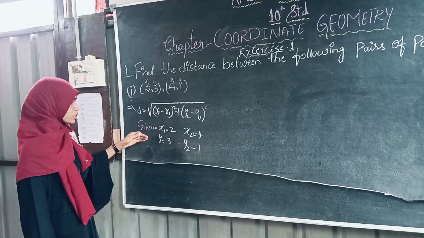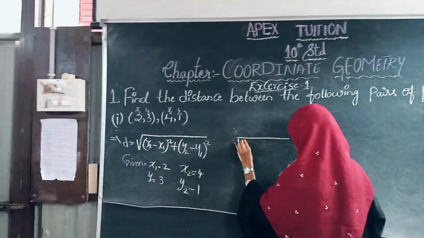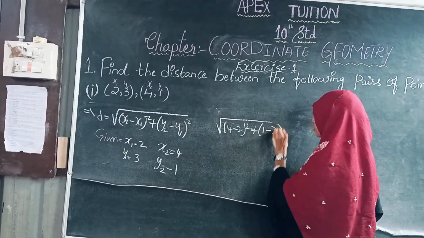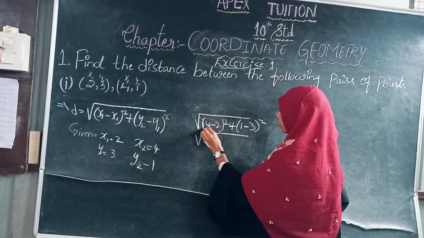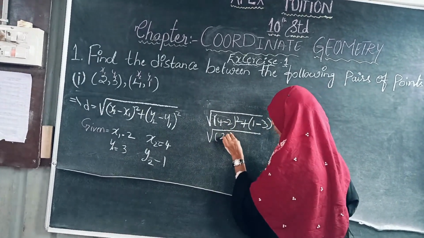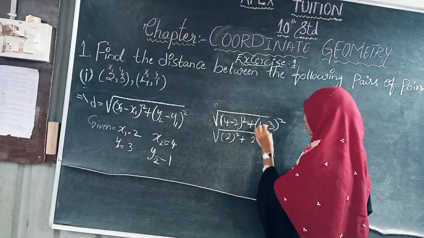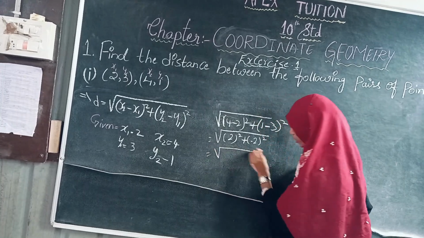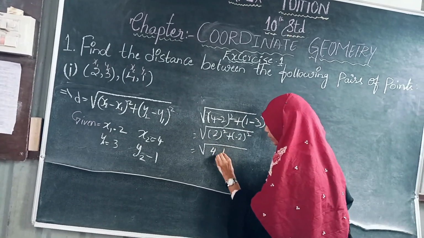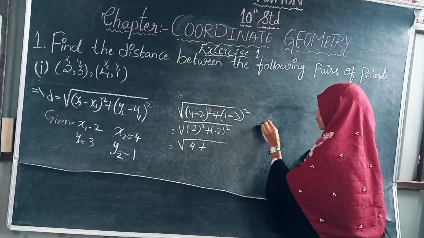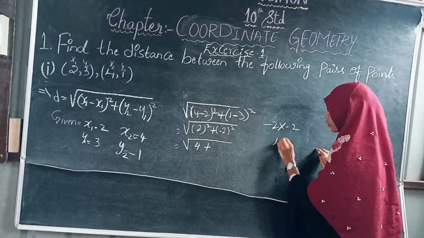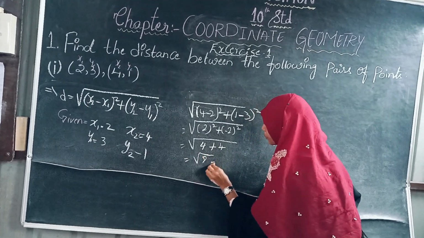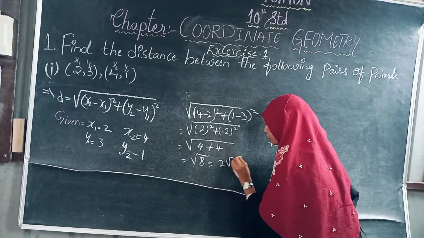Now we will put these values in the formula. Root of (4 minus 2) whole square plus (1 minus 3) whole square. 4 minus 2 is 2, whole square. Plus 1 minus 3 is minus 2, whole square, is equal to root of 2 into 2, which is 4, plus minus 2 into minus 2, which is 4. That is root 8. Root 8 can be written as 2 root 2.